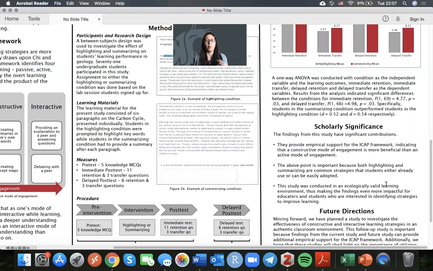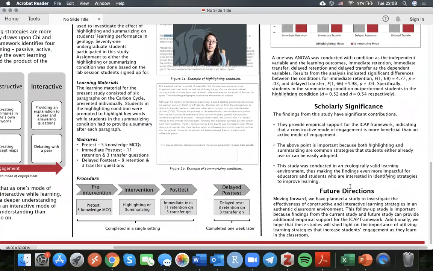One thing that really stood out to me was the significant findings for the delayed transfer test. The delayed post-test was administered a week later. What we found was that the summarizing condition was effective in helping students retain the information and then apply it when they were asked new questions that they had never seen on the topic a week after participating in the activity. So the results here are all very promising.